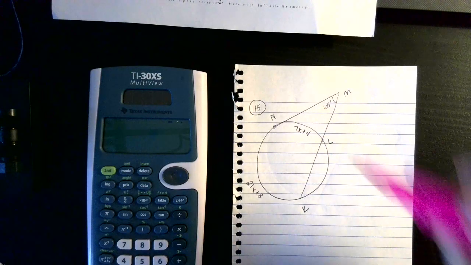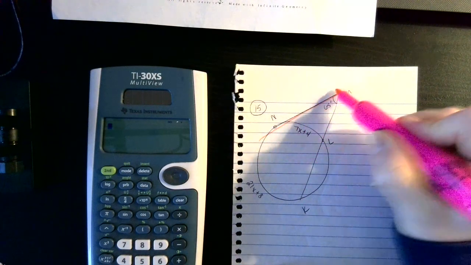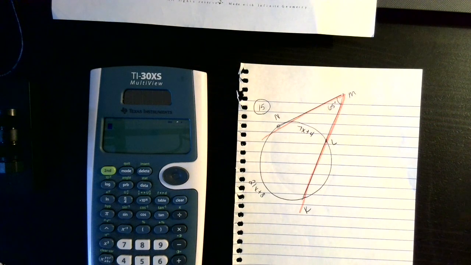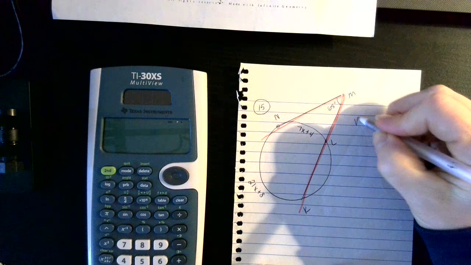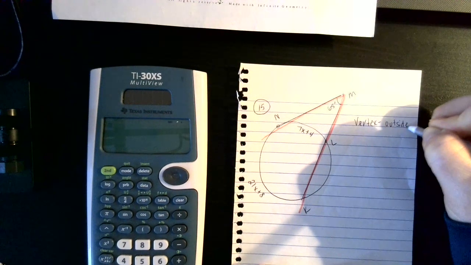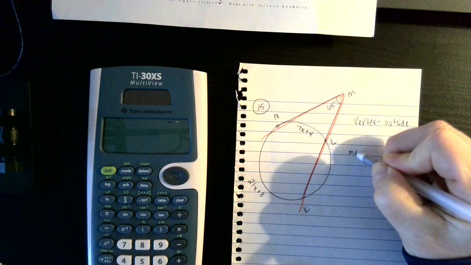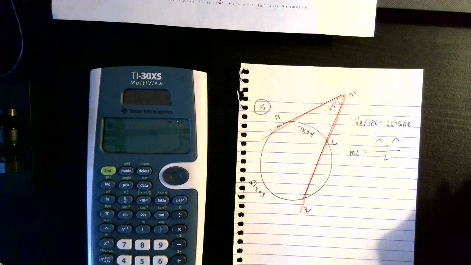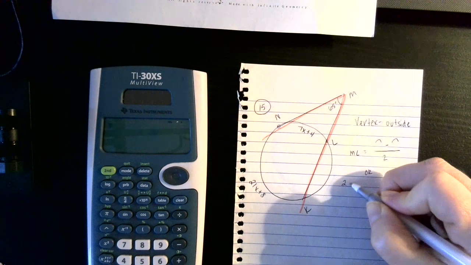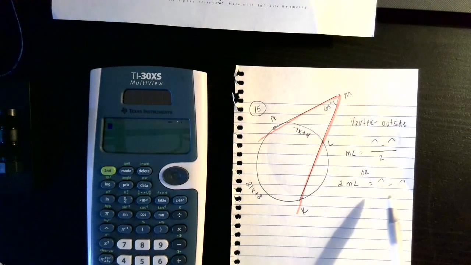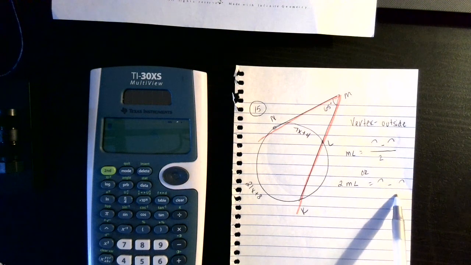All right, for number 15, the angle in question has a vertex that meets outside of the circle. So my vertex is outside. Anytime my vertex is outside, then the measure of my angle is going to be equal to the difference of the 2 arcs divided by 2. Or 2 times the angle is going to be equal to the difference of the arcs.